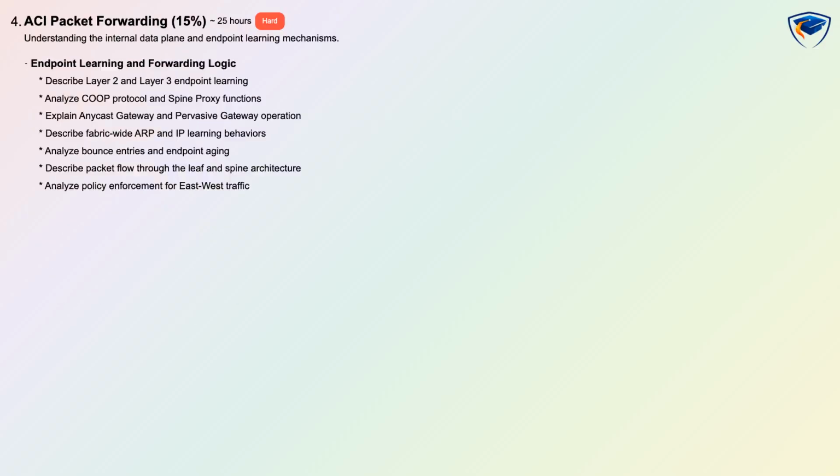ACI packet forwarding is 15%, rated hard, and expects around 25 hours of scenario-based learning focused on the data plane. You will study endpoint learning for Layer 2 and Layer 3, how COOP and spine proxy functions support distributed learning, and the operation of Anycast and pervasive gateways. The syllabus requires analysis of fabric ARP and IP learning, bounce entries, endpoint aging, and packet flow through leaf and spine devices with policy enforcement for east-west traffic. Practical scenarios should test your ability to trace flows and explain forwarding decisions under different policy conditions.